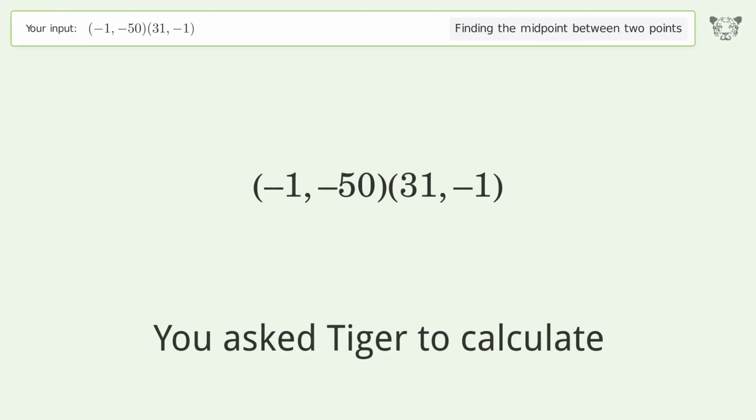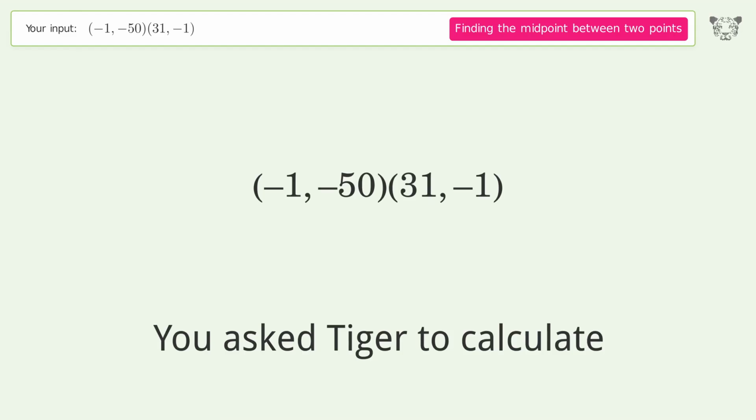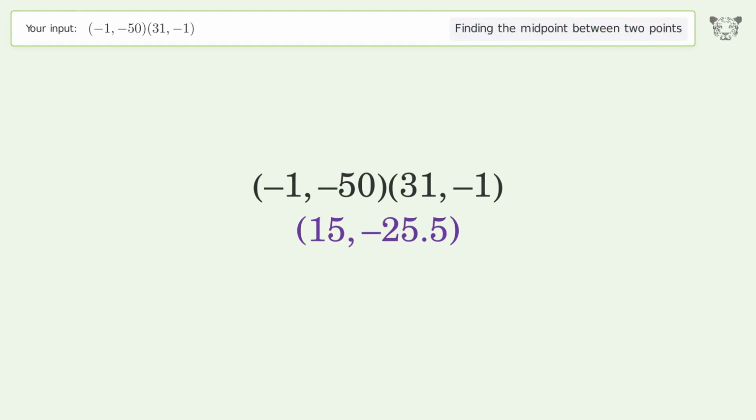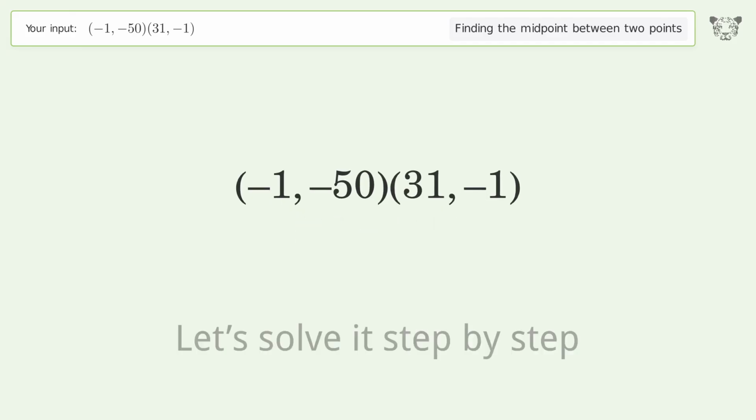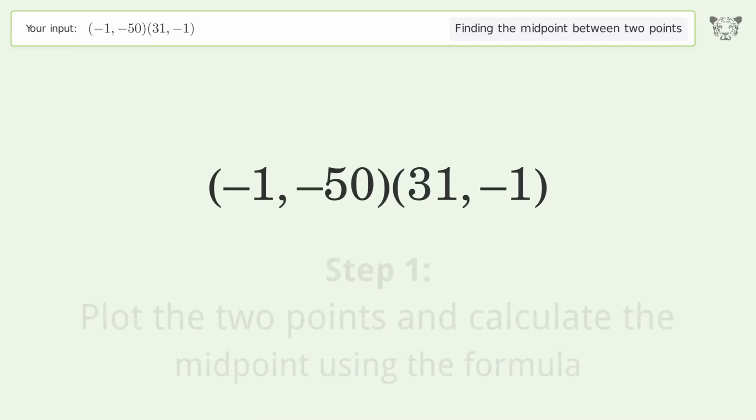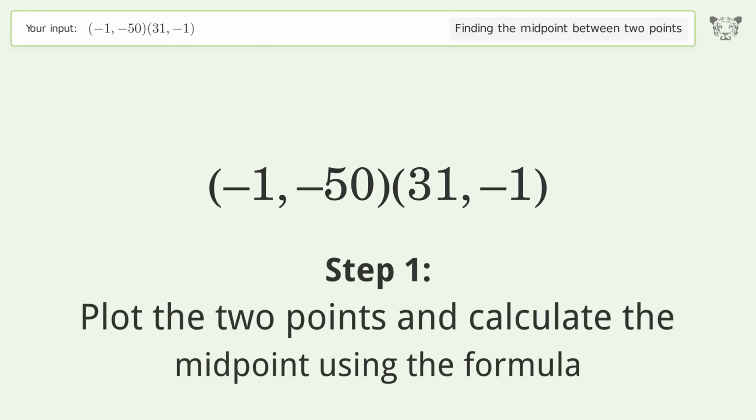You ask Tiger to calculate. This deals with finding the midpoint between 2 points. The midpoint between the 2 points is 15, negative 25.5. Let's solve it step by step. Plot the 2 points and calculate the midpoint using the formula.